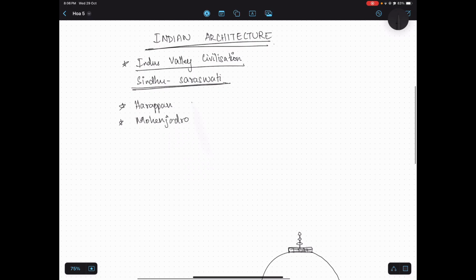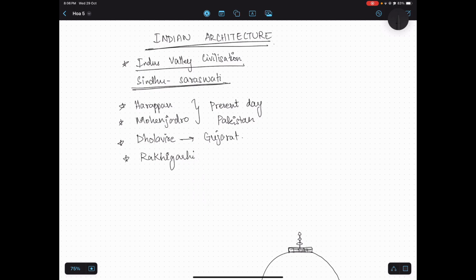These two are in present-day Pakistan, or the Sindh region. Then we have Dholavira, which is in Gujarat. And finally Rakhigarhi at Haryana.